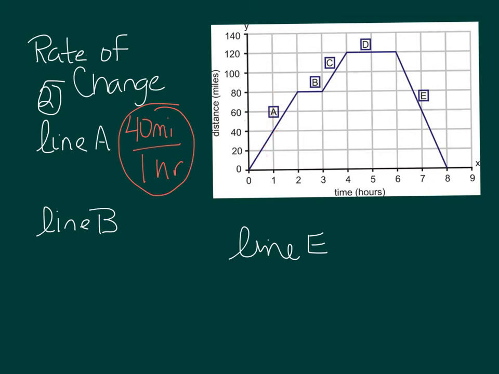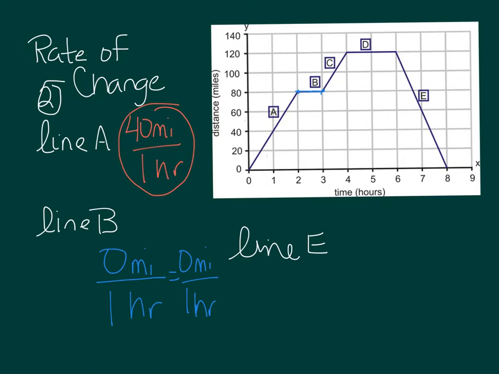Okay, line B. When we do line B, there's no rise. So from here to here, the line does not rise. So the rise is 0 miles. And then it ran, so from 2 to 3, 1 hour. So that means you went 0 miles in 1 hour. So that's like you standing still. So you're not going anywhere, but time continues to move on. All right, the last one is line E over here.